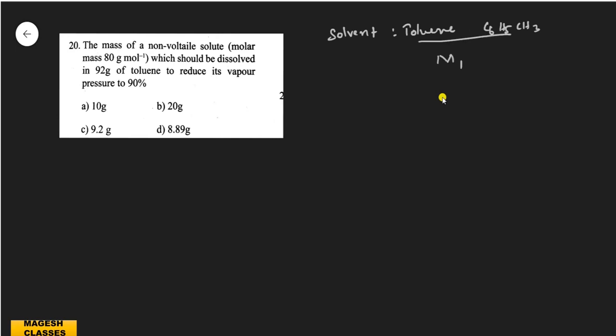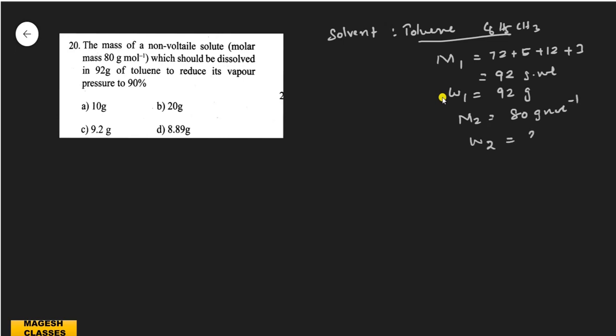The molar mass of the solvent is equal to 72 plus 5 into 1, 5 plus 112 plus 3. So it is the molar mass of the carbon, 72, 77, 80, 92, M1. And W1 is also given, it is 92 gram. Molecular mass of the solute, that is M2, is 80 gram mole inverse. And the weight of the solute is asked in the question.